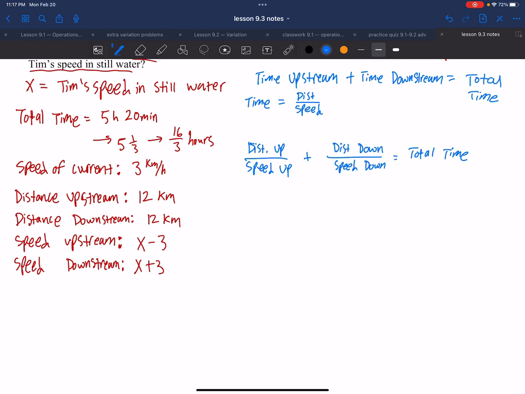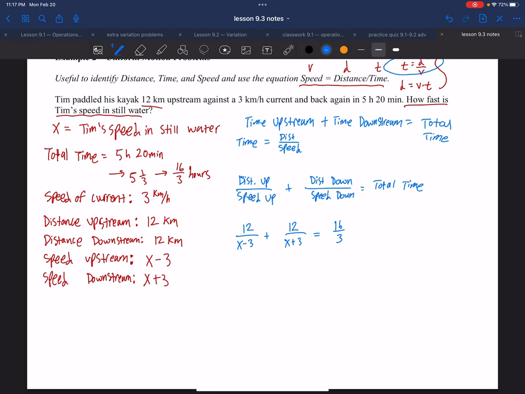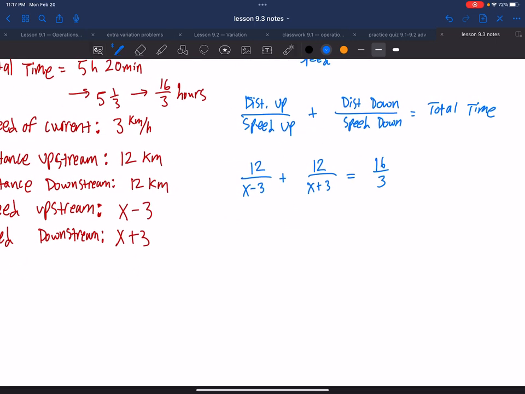Okay, so anyway, his distance upstream was 12 kilometers over his speed upstream, that was x minus 3, plus his distance downstream, 12 kilometers over his speed downstream, that was x plus 3, equals the total time he spent, 16 thirds. And now this is an equation I could solve. Do you see how the brunt of all of this was just setting it up? It wasn't even the solving piece, right?